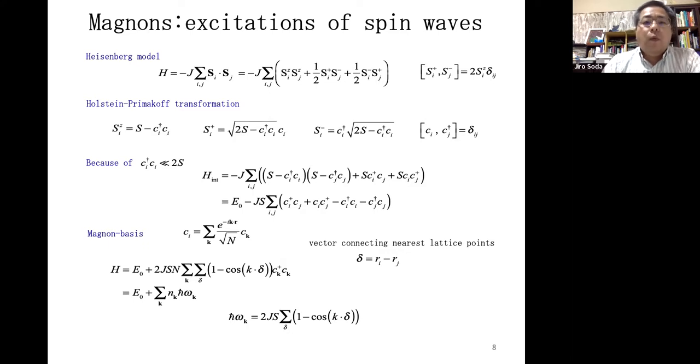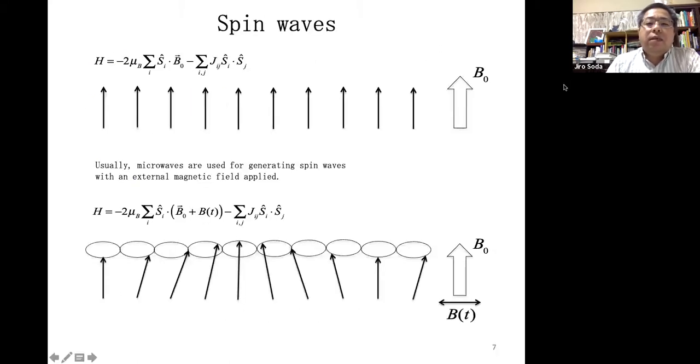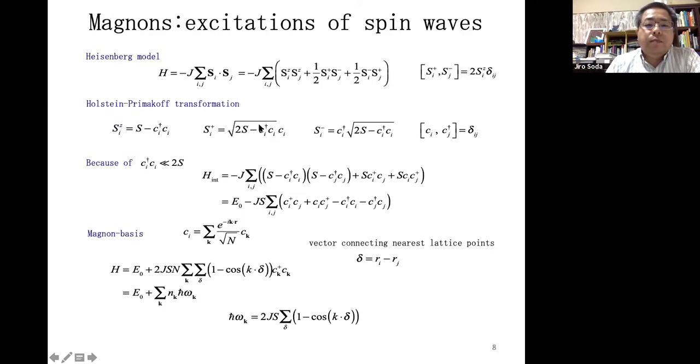Then we can quantize these spin waves. So the resultant excitation is the so-called magnon. Let's see the Heisenberg model. If you decompose this inner product into this form, then the spin operators must satisfy this algebra. As we saw, the ground state is this state. All of the spins are aligned to the z direction. Then in that case, we can use the Holstein-Primakoff transformation.